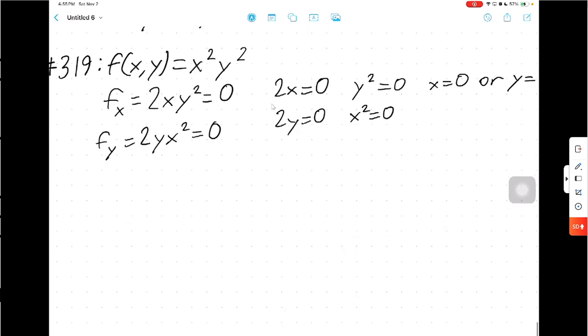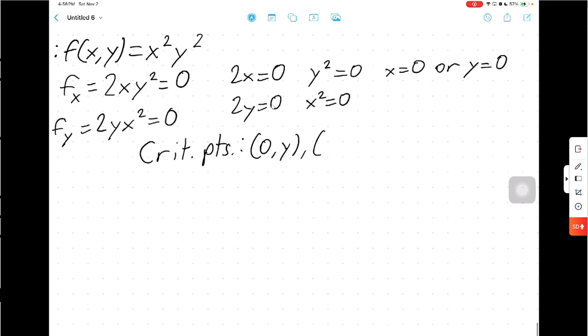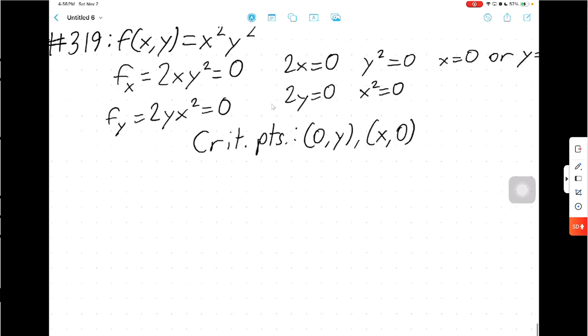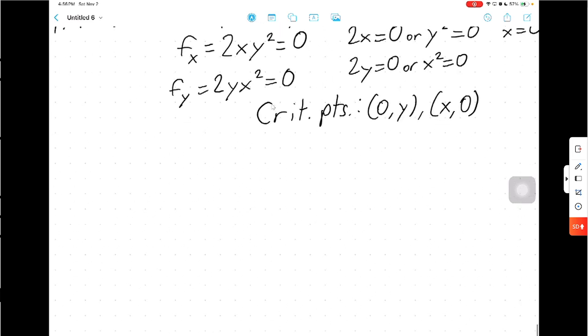Because either one actually will give it to you. So x should be 0, and then y can be anything. And then we have an entire setup for the x's as well. Or, and then that will work.